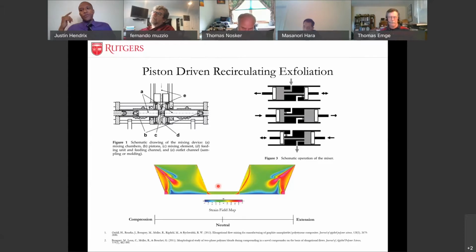Now, what you want for efficient mixing is for the materials to undergo the same time, temperature, and shear history. Here there are areas where it's under compression and under no mixing at all. So that's not an efficient way of mixing when you're trying to produce a lot of material and hopefully exfoliate in a very short amount of time.